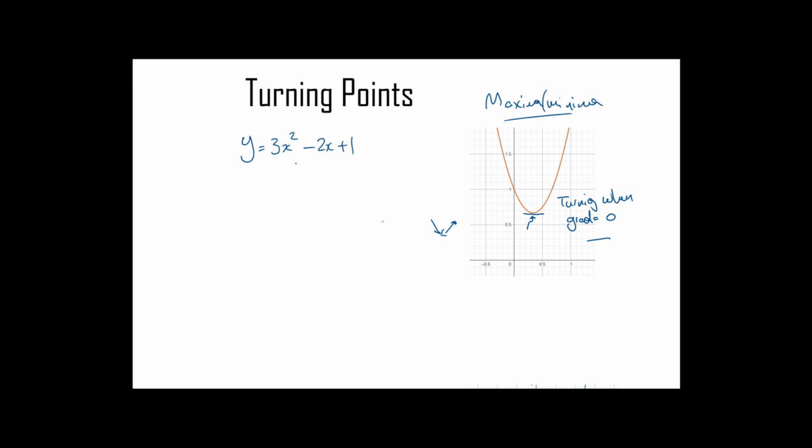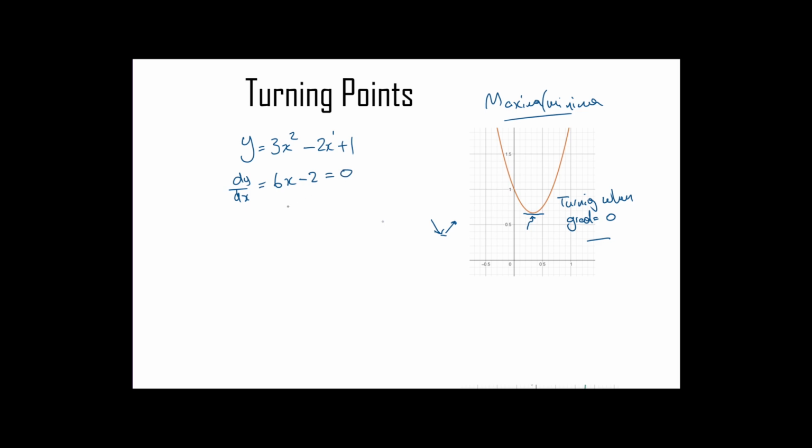So if that's the original function, then dy/dx is going to be 2 times 3, which is 6x, and then 1 times -2 is -2, and the x disappears, and the +1 is annihilated. What do we do then? Well, we find out the value of x where this equals 0.